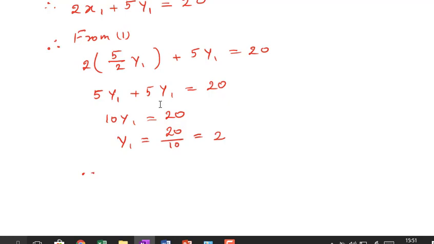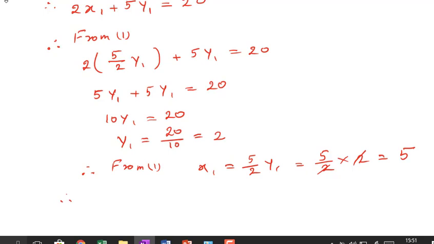Therefore from 1 we have x1 equal to 5 upon 2 y1, which is 5 upon 2 into 2. The 2 and 2 cancel and I have the answer as 5. So the x coordinate is 5 and the y coordinate is 2. Therefore (5, 2) is the required point.